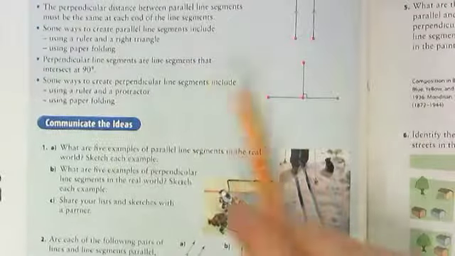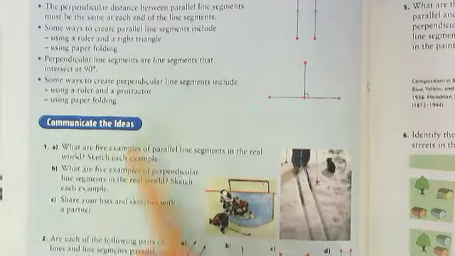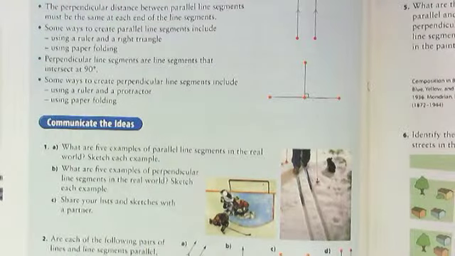Perpendicular line segments are line segments that intersect at 90 degrees. Some ways to create perpendicular line segments include using a ruler and a protractor or using paper folding.